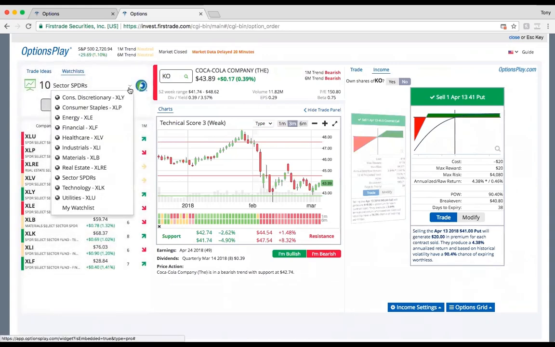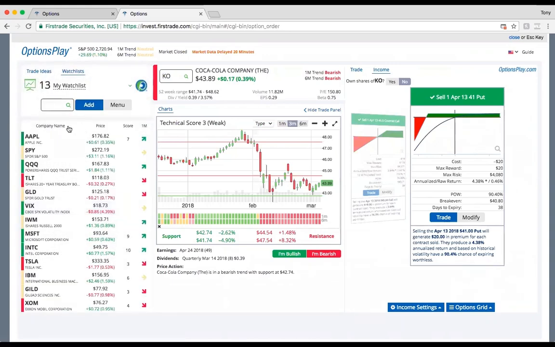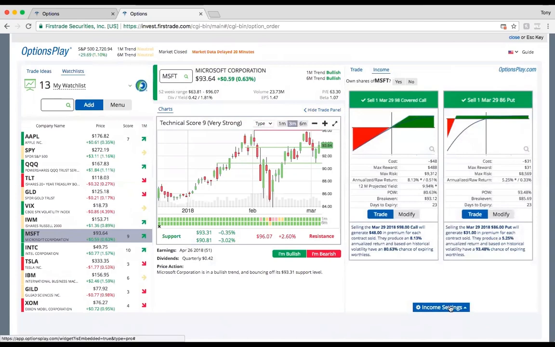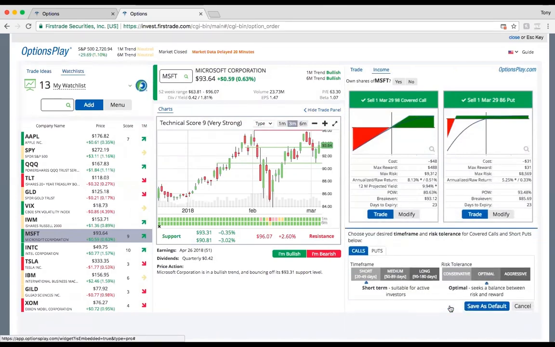I'm going to pull up a watch list here. Let's take a look at some stocks. So let's pretend you own Microsoft and you want to sell some covered calls. Before you do that, one of the things that you want to do is first input your settings for covered calls. So by default, everyone's selected as short-term optimal, and that means what time frame, or how far out, do you typically sell your covered calls?